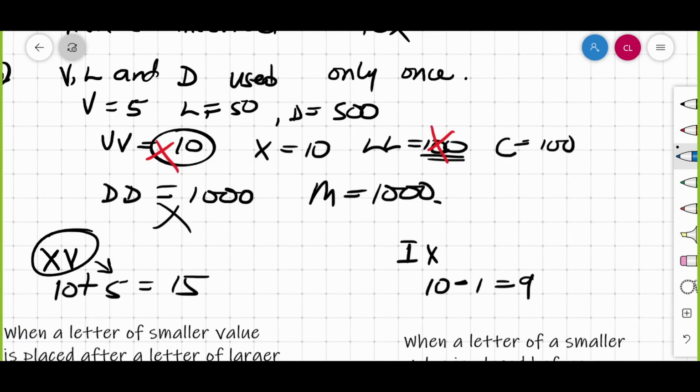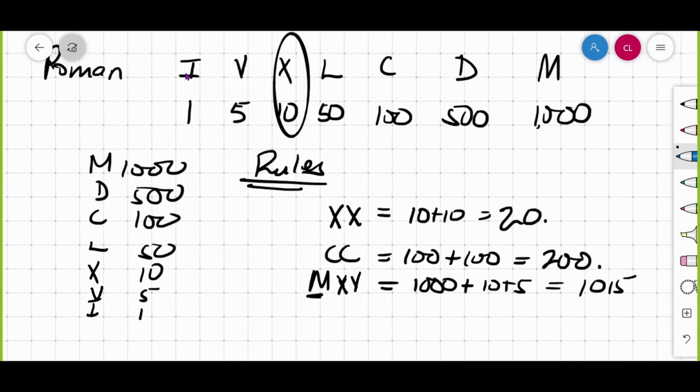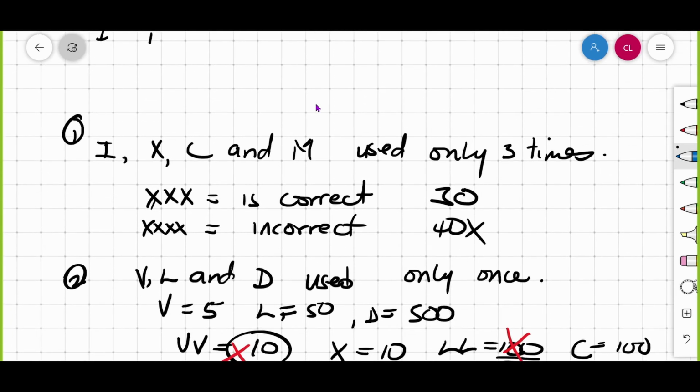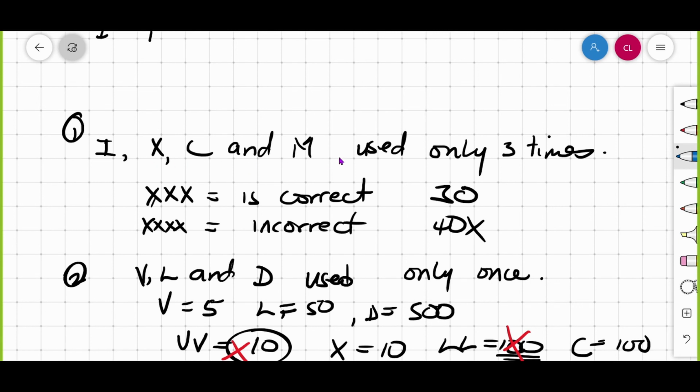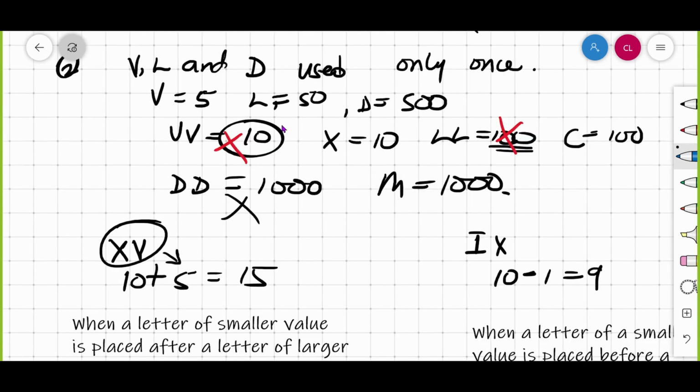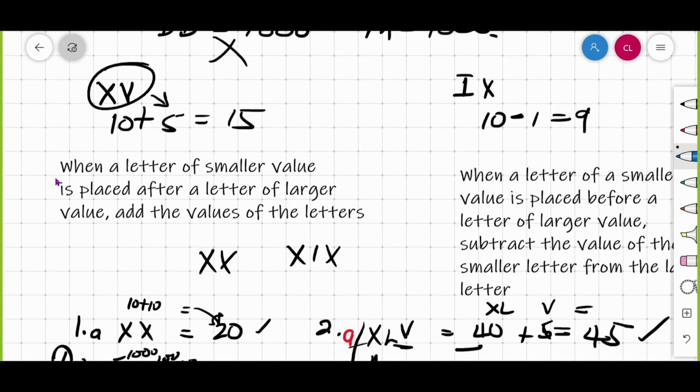So in this episode, we looked at what? Roman numerals. So let's go back from the top now. We see that I means 1, V means 5, X means 10, L means 50, C means 100, D means 500, M means 1000. We put the numbers together, we add them. However, I, X, C, and M can only be used 3 times. V, L, and D can only be used once. When a letter of smaller value is placed after, to the right of, a letter of larger value, we add the values of the letters.